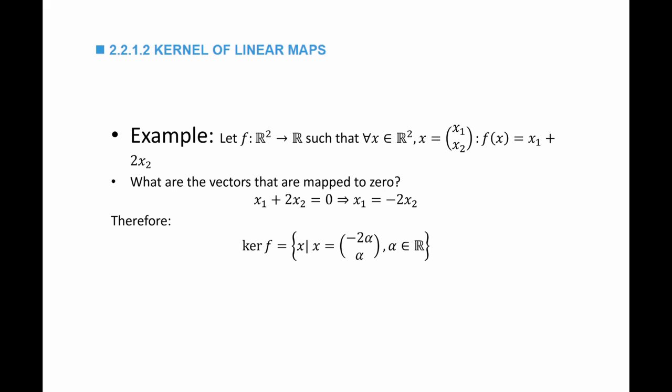So in order to find the kernel of the map, I'm going to take the function f of x, x1 plus 2x2, and say it's equal to 0. And when I set it equal to 0, I realize that the vector that can map to 0 is the vector whose component x1 is equal to negative 2x2. So any vector whose component x1 is equal to negative 2x2 is mapped to 0. So if I set, for example, x2 equal to alpha, any real number, then x1 is equal to negative 2 alpha. And so the kernel of f, which are all the vectors that are mapped to 0, are the vectors that have components negative 2 alpha and alpha.